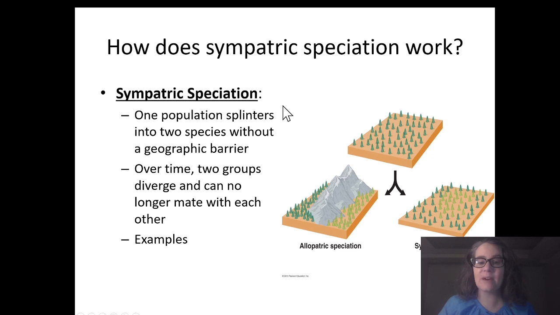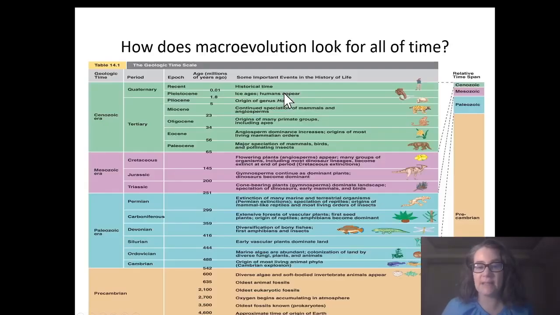This is an example of how sympatry works, where one population splinters into 2 groups without a geographic barrier. So in my example, we're using sort of chromosome numbers to splinter our population.